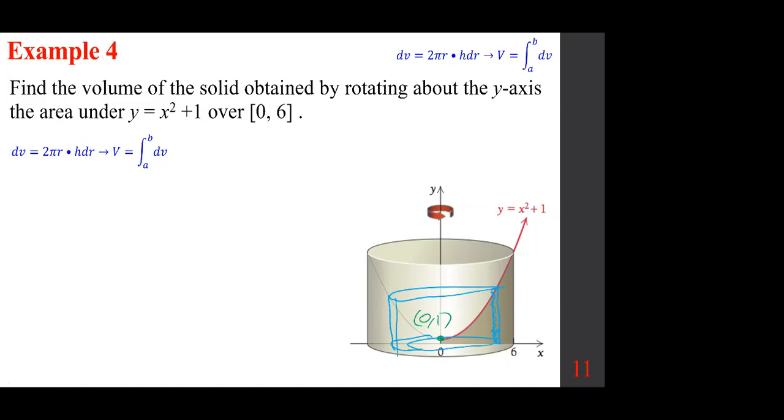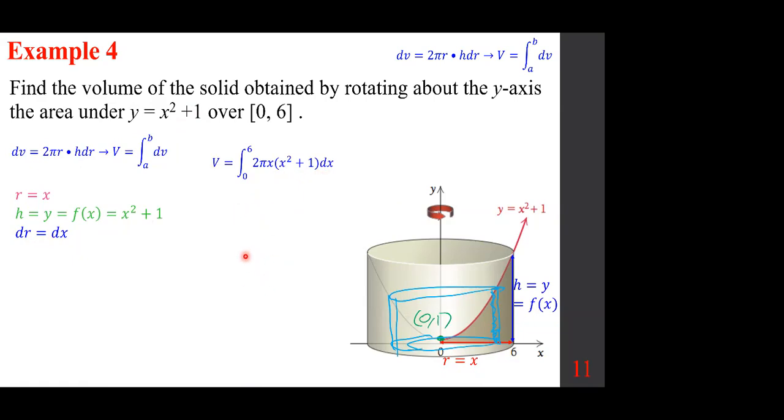And dV is 2 pi r h dr. As you can see, the r is the x coordinate and h is the y coordinate. So here's the x, r equals x. Here's the h equals y or f of x. So r is x, h is f of x. F of x happens to be x squared plus 1, and therefore the dr becomes dx. And you write the formula 2 pi x times x squared plus 1 dx.